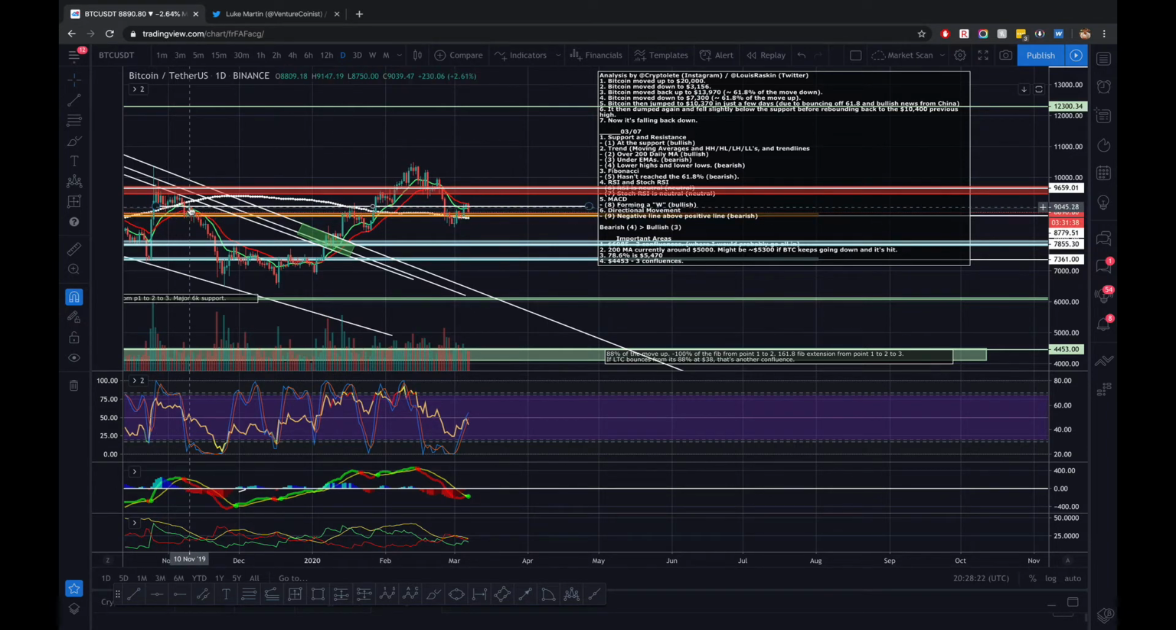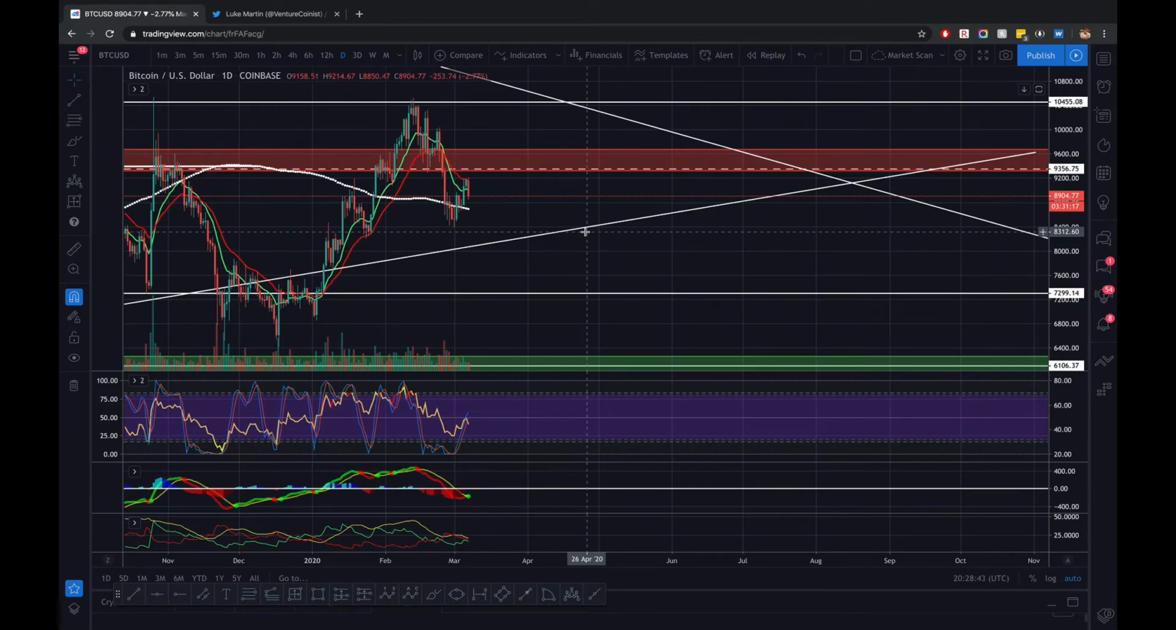It tapped the resistance, and then it broke all the way down, and then came all the way back up, tapped the resistance again, and then broke through it, became support, and now it busted through it again, and now it looks like we're heading back down. That's just my thought. So I'm not really looking to buy Bitcoin right now.